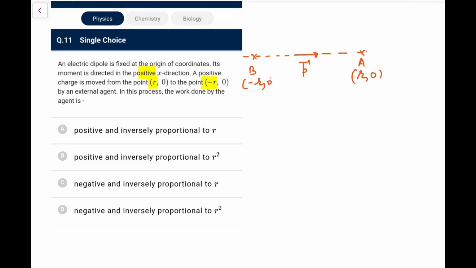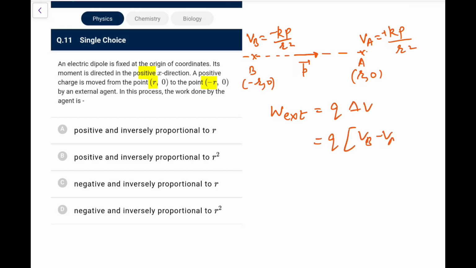So what I can say, the potential at this point due to dipole, because it moves from negative to positive, it is plus kp by r square, and here because it is on the opposite side it would be minus kp by r square because now it would be closer to the negative one, so it has a negative potential. So work done by the agent W external would be equal to Q delta V, so that is Q (VB minus VA), so that comes out as minus 2 K QP by R square, so that is negative and is inversely proportional to R square. You can go for that.